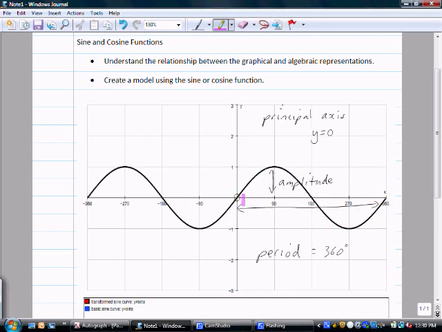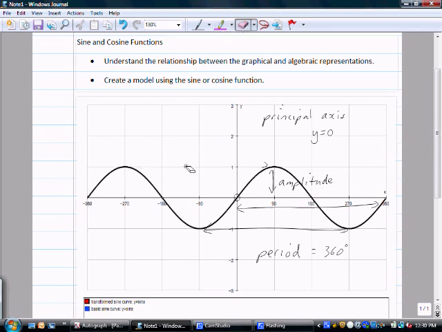We can measure from any point to a corresponding point. So for example, I could go from a maximum to a maximum. I could use this as my reference point. I just follow the curve, and when it starts to repeat itself here, that's the end of one period. So again, I got 90, 180, 270, 360 degrees. I'll get the same result every time. I could go from minimum to minimum. Same thing. From here to here is 90, 180, 270, 360. So the period's 360 for the basic sine and cosine graphs.